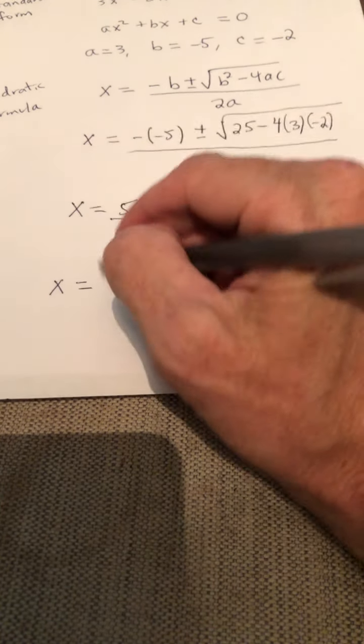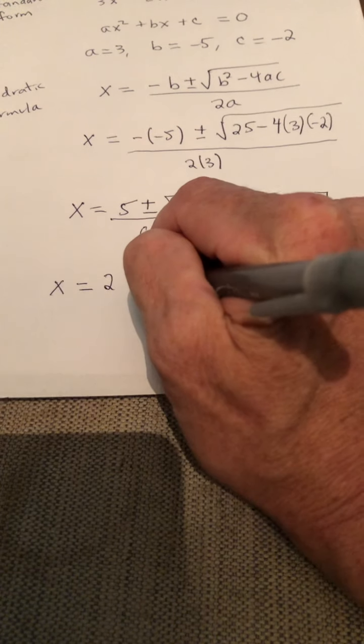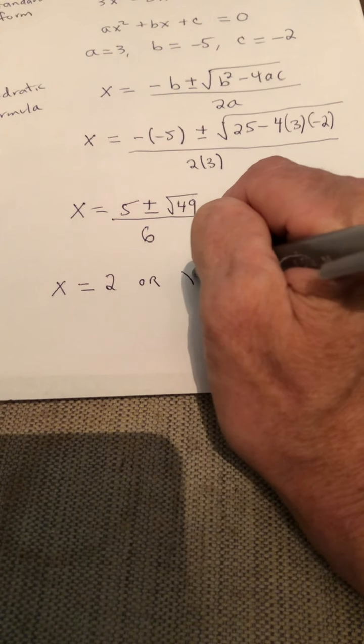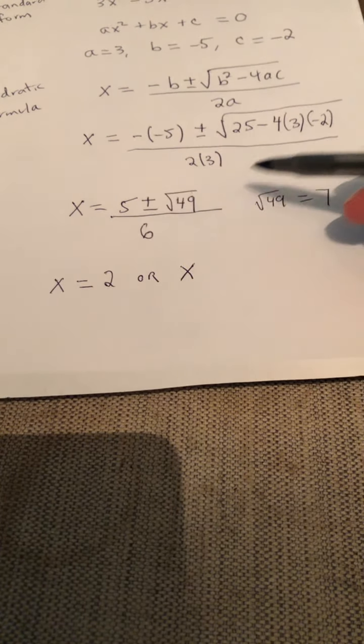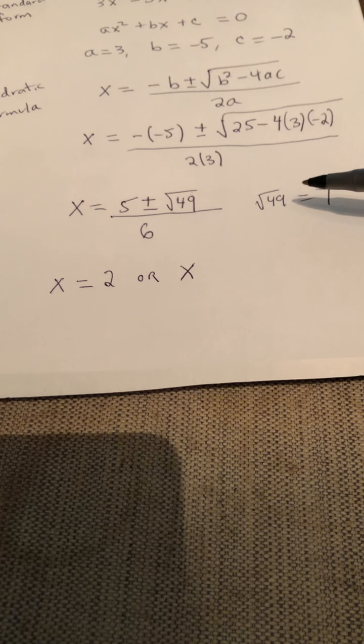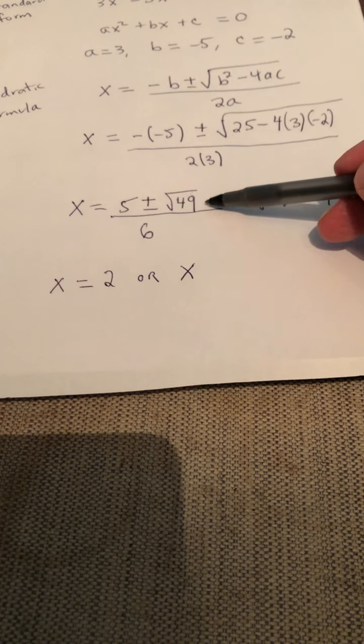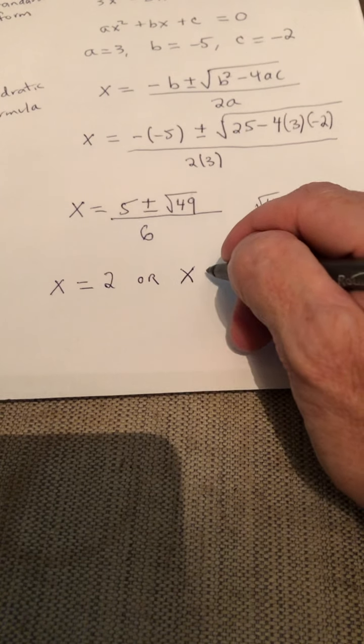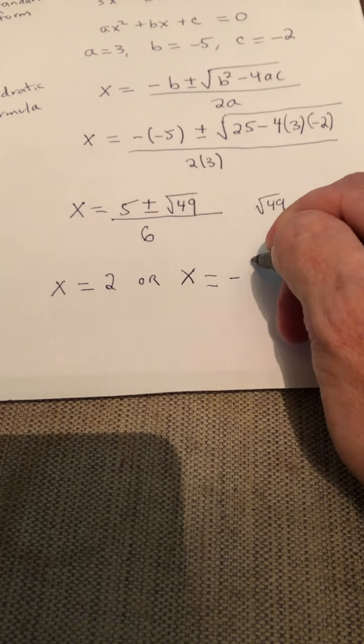12 over 6 is 2. 5 minus 7 is negative 2. Negative 2/6 is the same thing as negative 1/3.